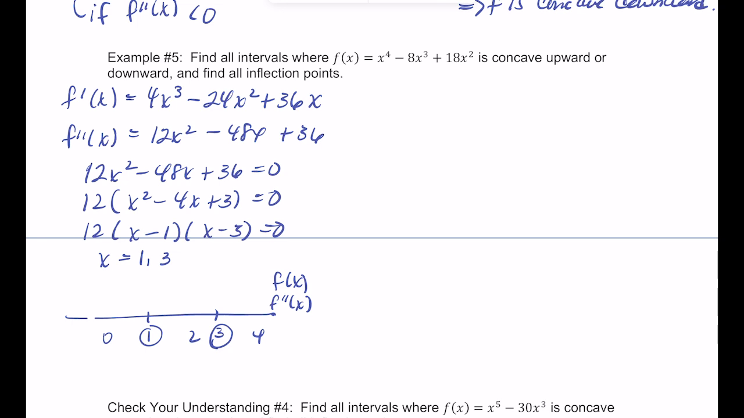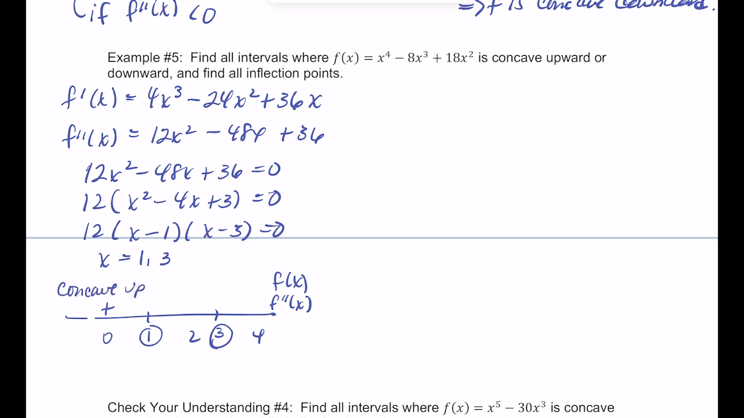So if I plug a 0 into my second derivative, I would get 0 minus 1, that's -1. 0 minus 3 is -3. A negative times a negative times a positive gives me a positive. So that tells me from -infinity to 1, it's going to be concave up.